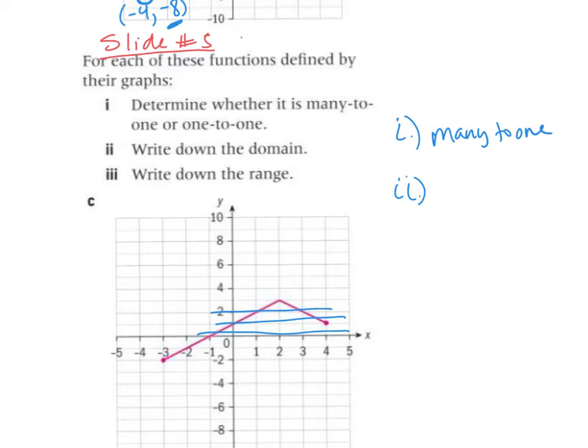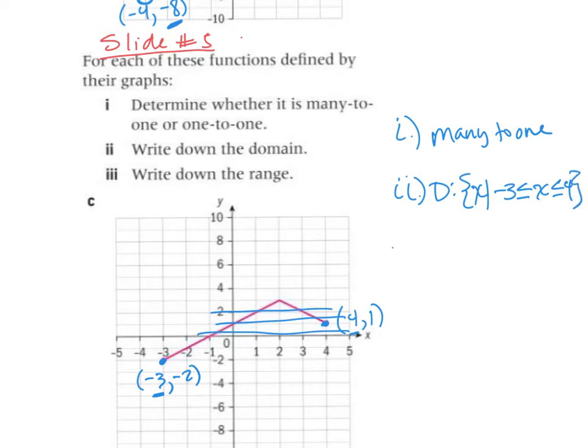Okay, so for the domain, it would be helpful to identify the leftmost point. Its coordinates are -3, -2, and the rightmost point's coordinates are +4, +1. To find the domain, read the graph from left to right, and it's all x values from -3 to +4. So the domain will be the set of all x such that -3 is less than or equal to x, notice they're closed circles, which at the same time is less than or equal to 4.